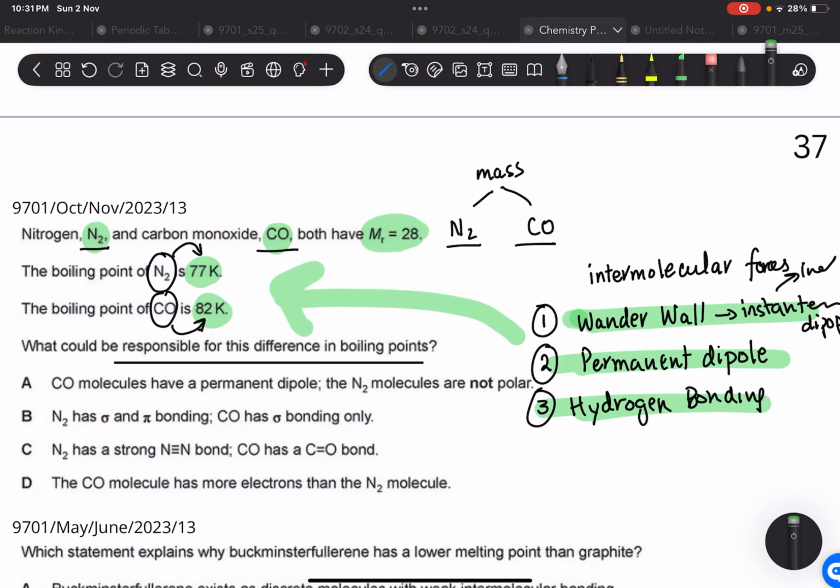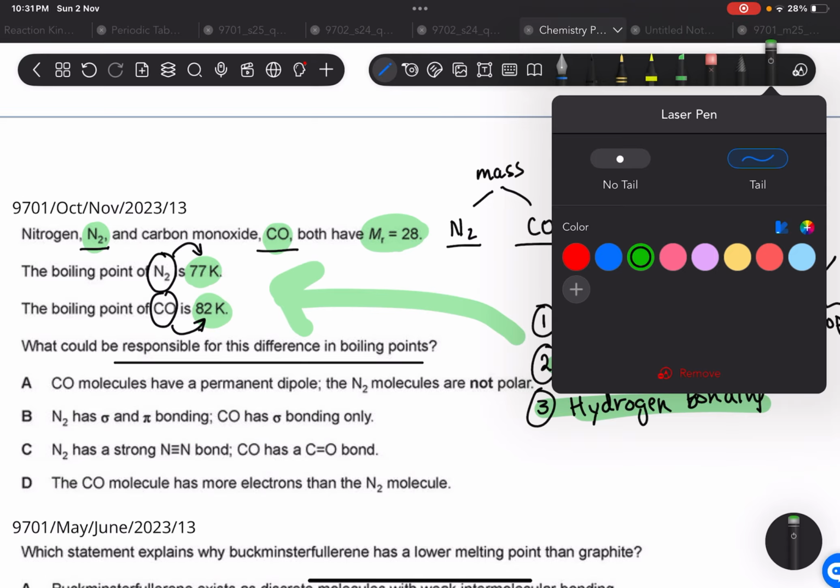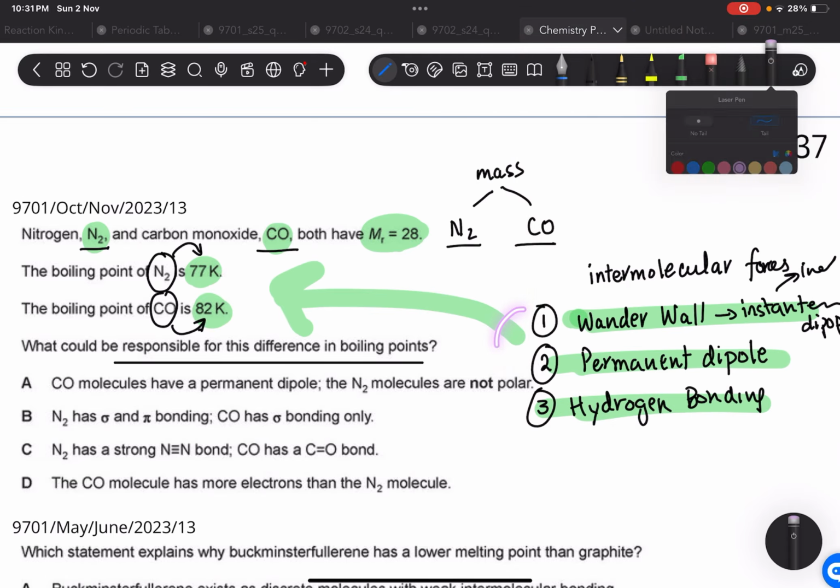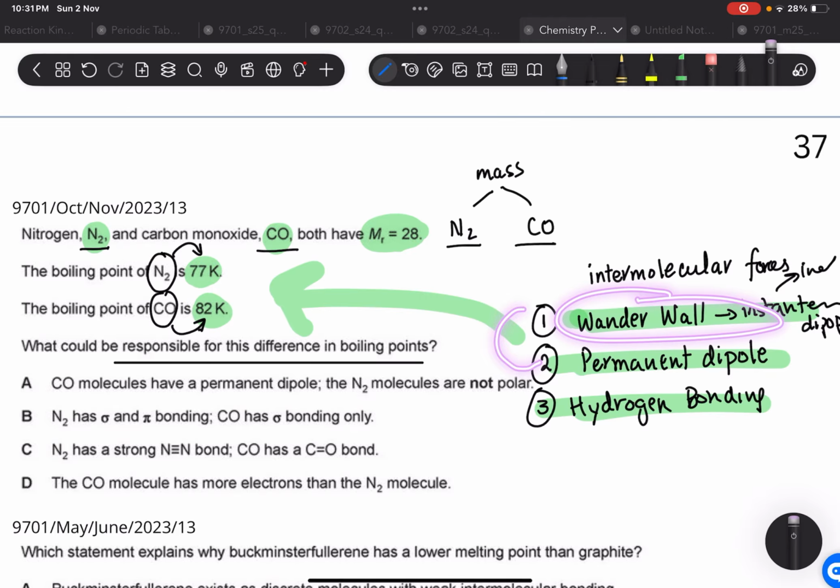For van der Waals, I know that van der Waals forces are because of electrons. And over here, I need to check how many electrons are in my nitrogen and carbon monoxide. So nitrogen is N2. N2 means 14 plus 14. I have 28 electrons in my nitrogen.